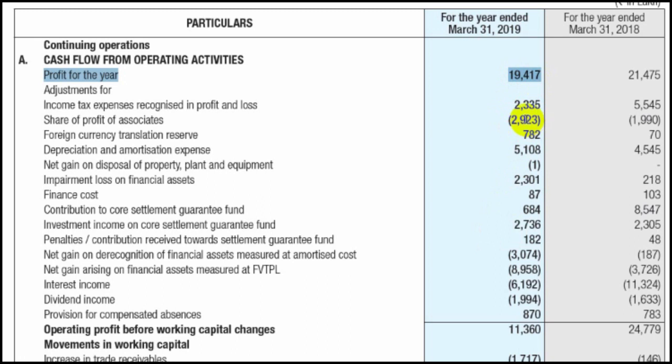This is not an operating income. 51 crores was removed out as depreciation and amortization expenses, so that gets added back. 23 crores were impairment losses on financial assets, so that also gets added because this is a non-cash expense. All gains of non-operating nature will be removed out. So net gain on derecognition of financial assets would be removed out. Net gain arising on financial assets measured at fair value would be removed out of 89 crores.